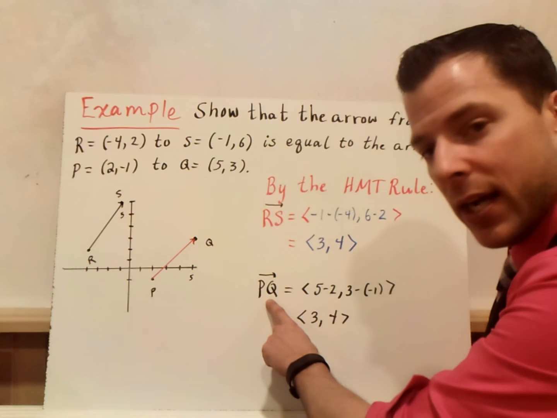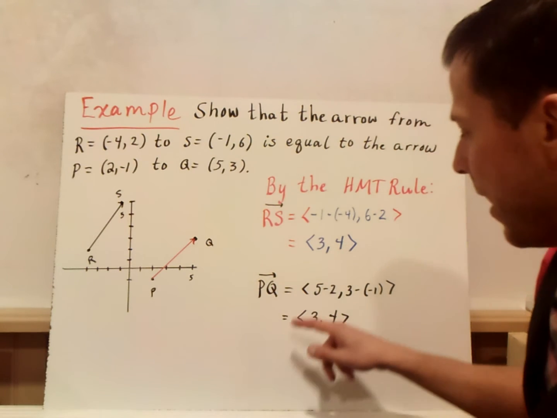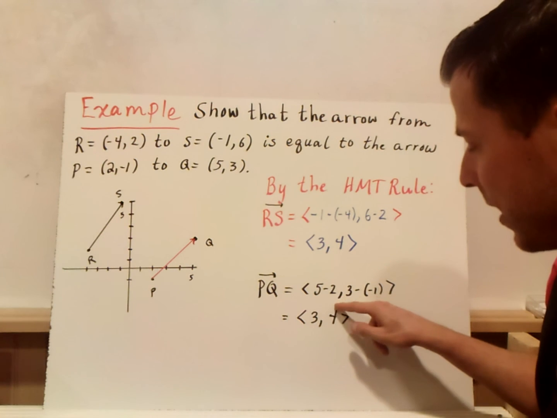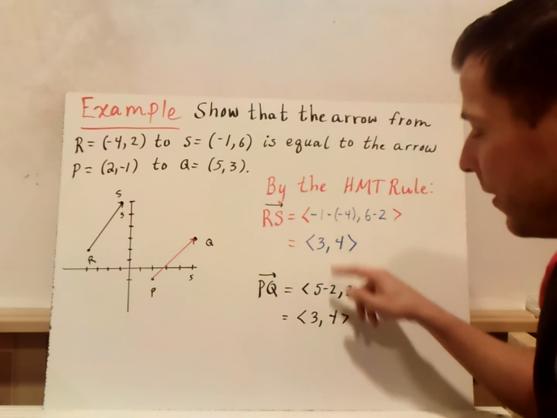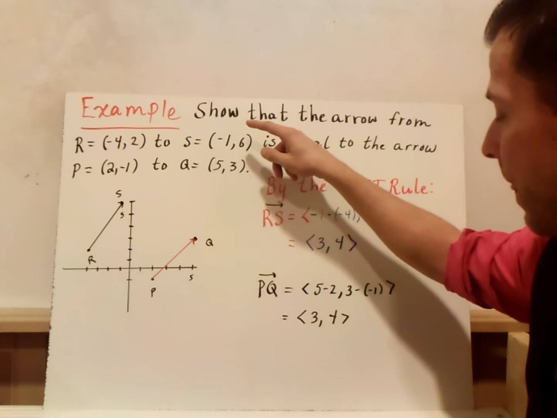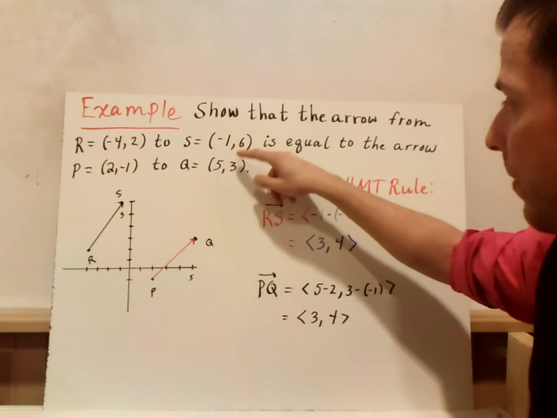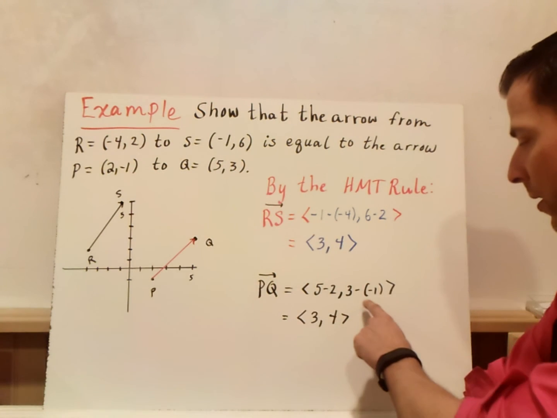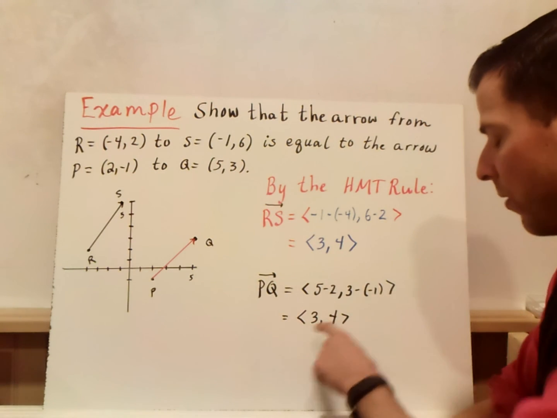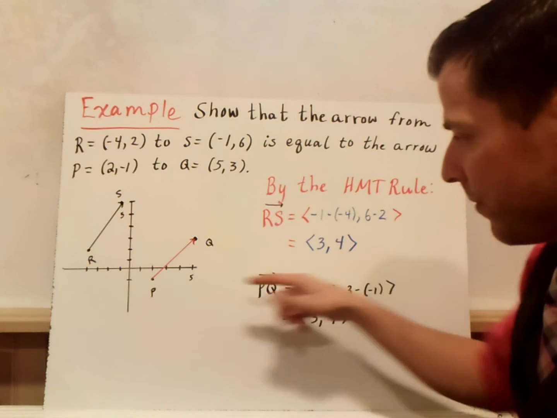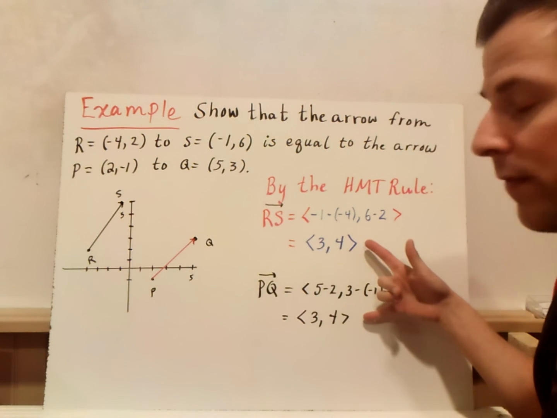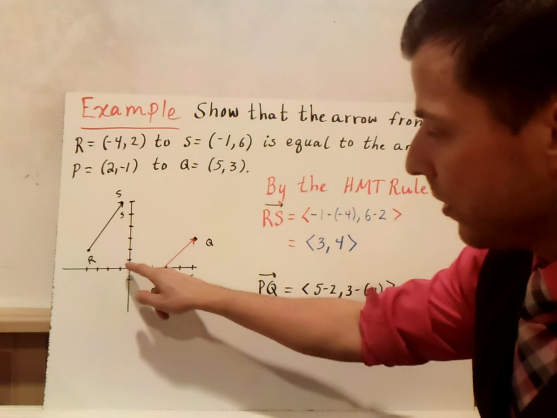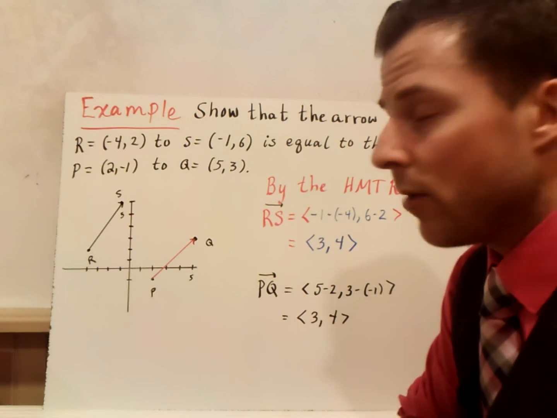Now let's see if the directed line segment from P to Q is in the same spot. Again, to write a vector in component form, it's x2 minus x1, comma, y2 minus y1. So it would be 5 minus 2, comma, 3 minus negative 1, and I get 3, 4. Not only are they the same length, they're going the same direction, 3, 4. So these two vectors are equivalent because they have the same direction and same magnitude. We put them in component form to help us out.